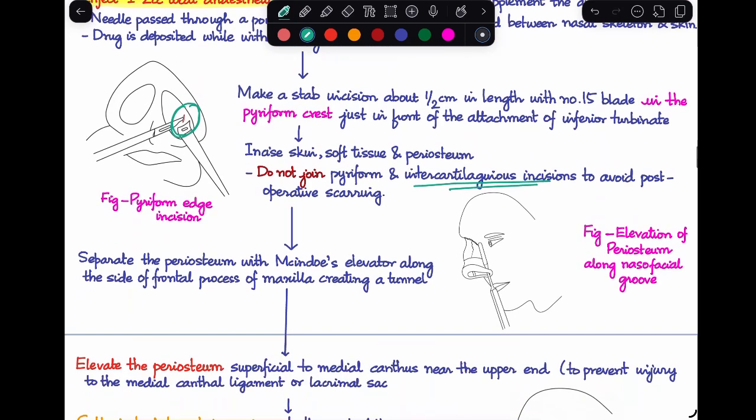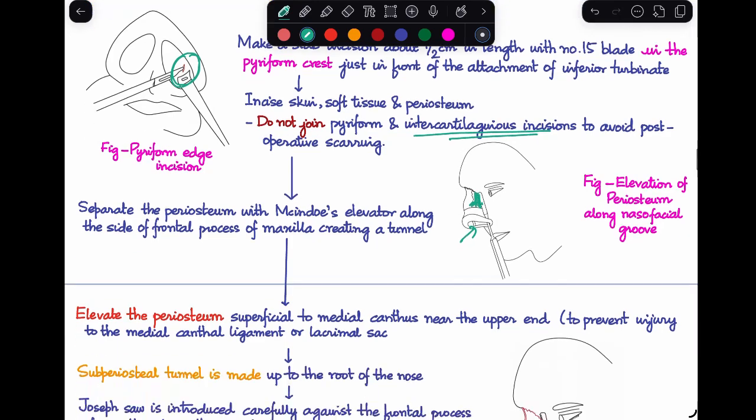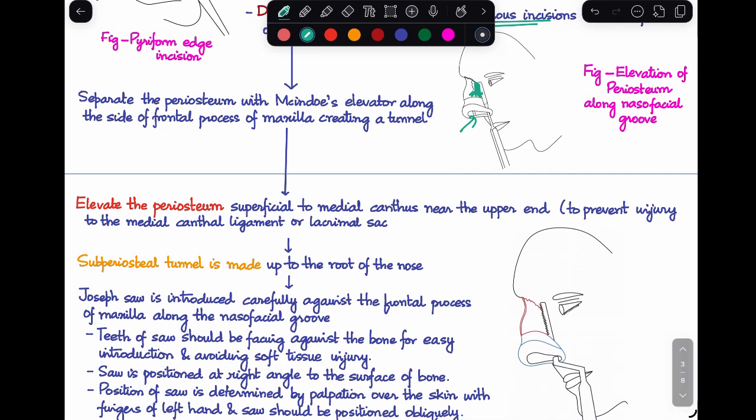So now we have made an incision and we have incised the soft tissue and periosteum. Next, we are going to elevate the periosteum. If you look at this image over here, we have introduced our instrument, and with the help of this elevator, we are going to separate the periosteum alongside this frontal process of the maxilla, and we are going to try to create a tunnel. Once we have separated the periosteum and created the tunnel, we elevate the periosteum superficial to the medial canthus near the upper end, the reason being we are trying to prevent injury to the medial canthal ligament or the lacrimal sac.